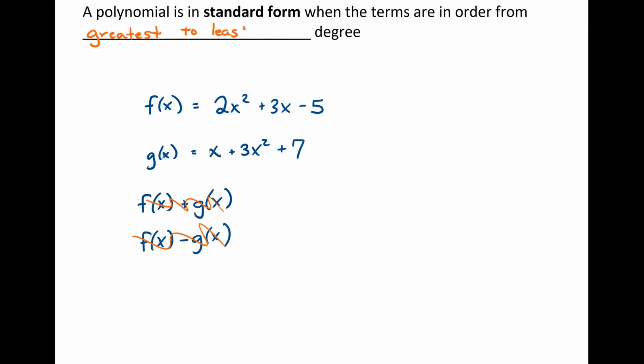So I wrote those two polynomials below two different ways for a purpose. First one, f of x, is in standard form. Check. This one, g of x, is not in standard form, because the x is first and the x squared is second. To put this in standard form, it would be 3x squared plus x plus 7. And when you're dealing with polynomials, it's always a good habit to write your final answer in standard form. It's just easier to read and interpret and classify that way.